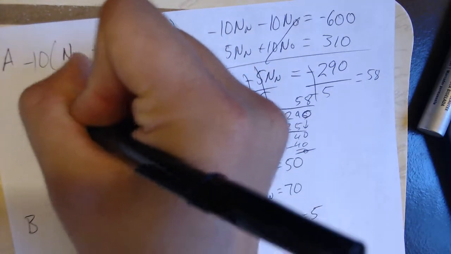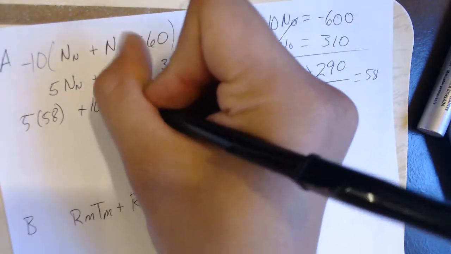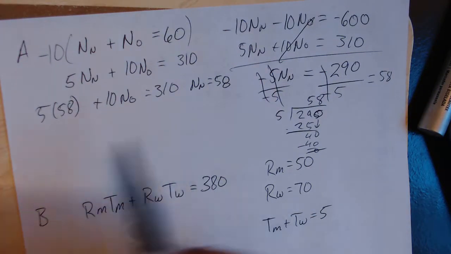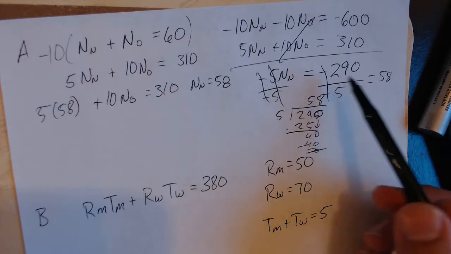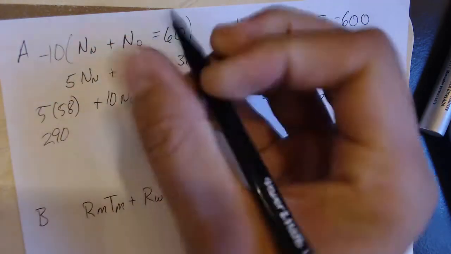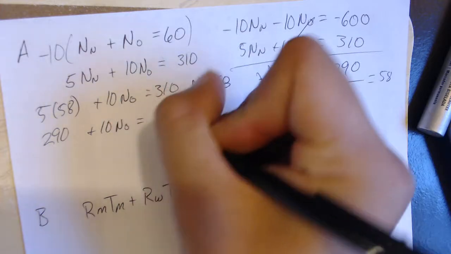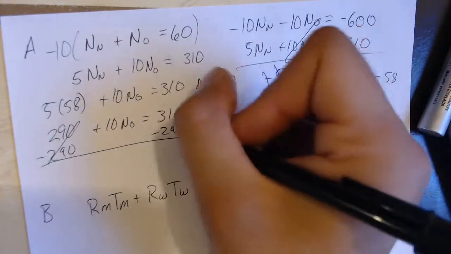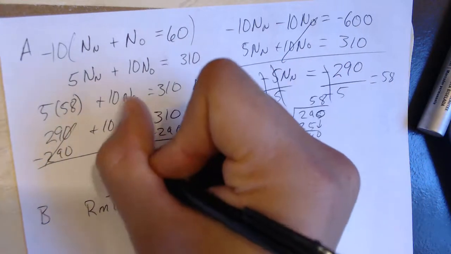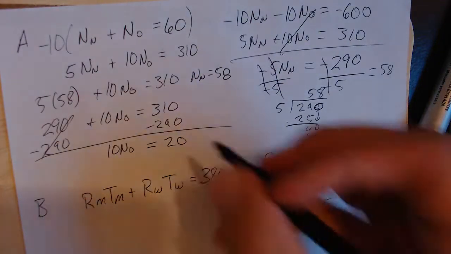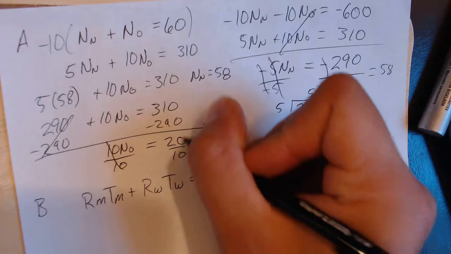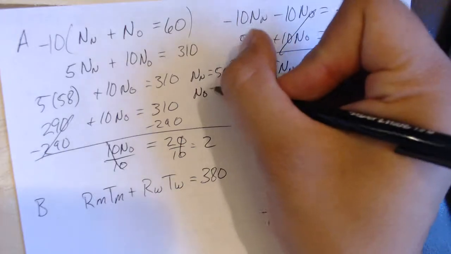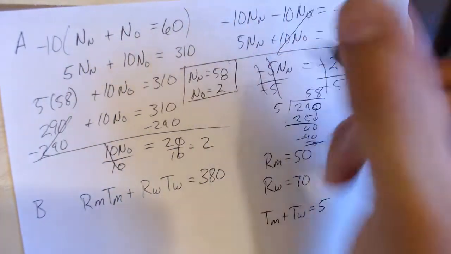5 times 58 plus 10 times n sub o equals 310. I don't have to multiply 5 times 58 because we just divided it. So 5 times 58 is going to give me 290 plus 10 n sub o equals 310. Subtract 290 from each side. That cancels, and that leaves me with 20. So 10 times n sub o equals 20. Divide each side by 10. N sub o equals 2. So n sub n equals 58. N sub o equals 2.